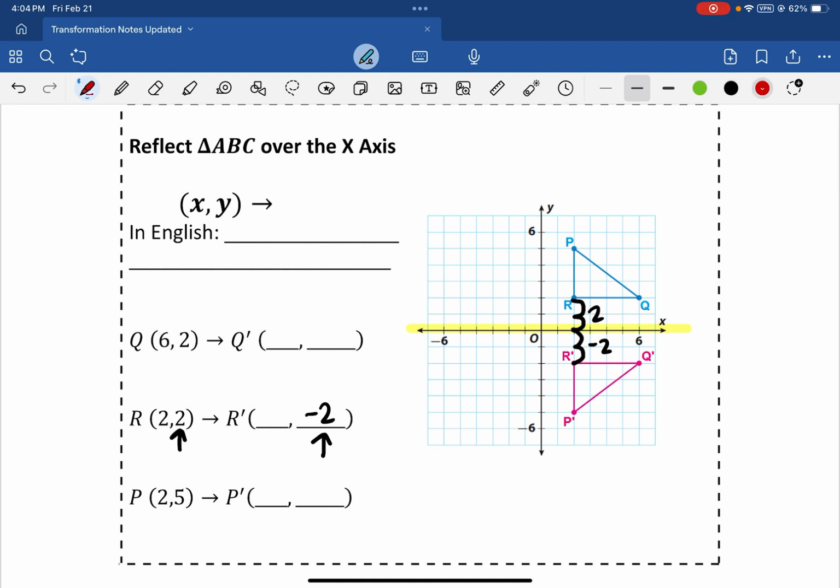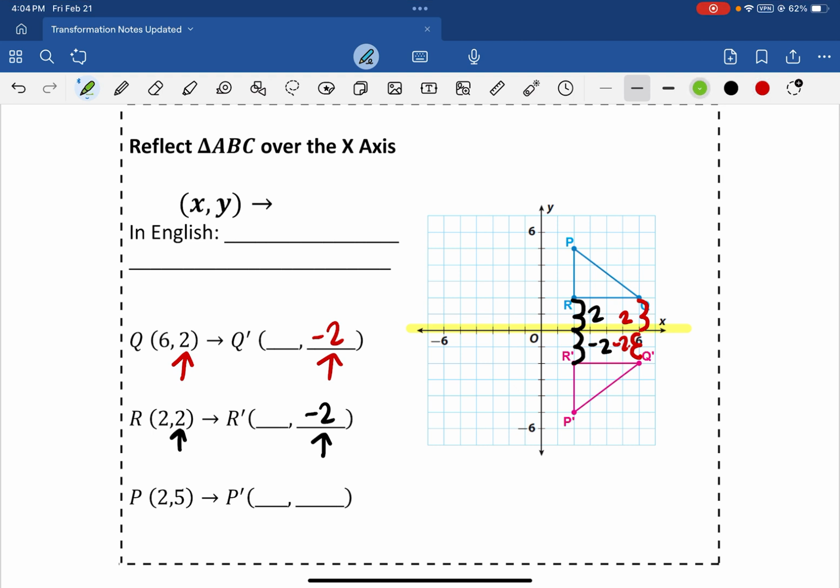Let's look how far away Q is. Q is 1, 2, so that's positive 2 away from X. Then Q prime is 1, 2, negative 2 away from my X. And if we look at Q, my X is a positive 2. So Q prime, my X is going to be a negative 2.